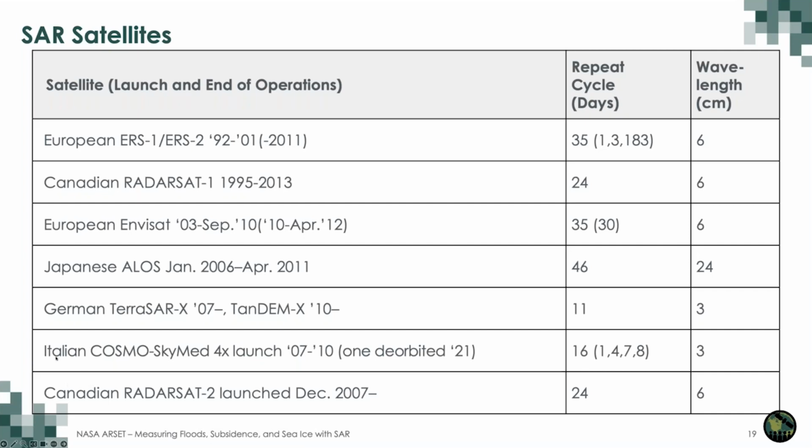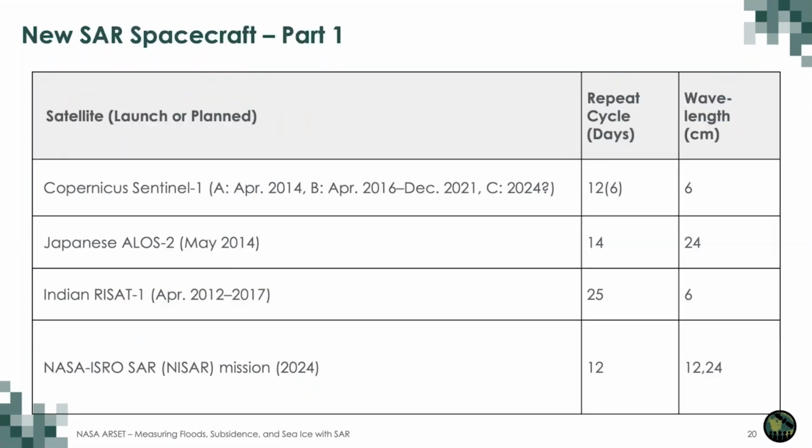The Italian Space Agency launched 4 Cosmo-SkyMed satellites. One of those has been retired, but they have started operating newer next generation satellites. The Canadian Space Agency launched RadarSat-2. That's almost only used for commercial purposes, but it's still in operation. So the main spacecraft used today are Copernicus Sentinel-1 and the JAXA ALOS-2 satellite.